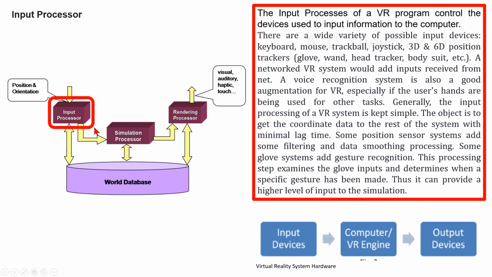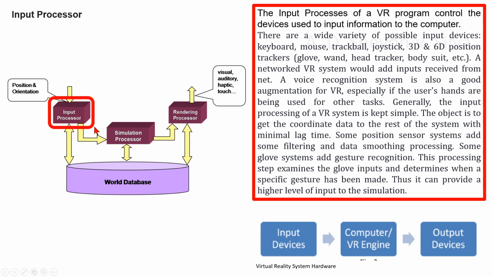Now we are focusing on the input processor. The input processors of a VR program control the devices used to input information to the computer. There are a wide variety of possible input devices: keyboard, mouse, trackball, joystick, 3D and 6D position trackers, glove, band, head tracker, bodysuit, etc. A networked VR system would add inputs received from the net.